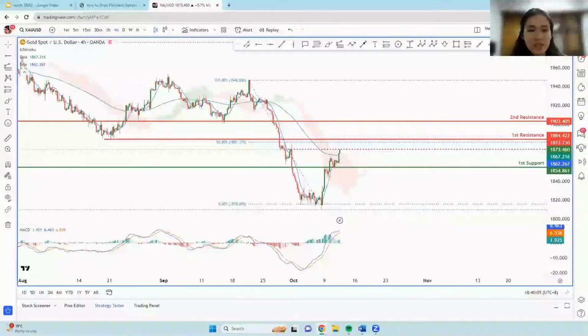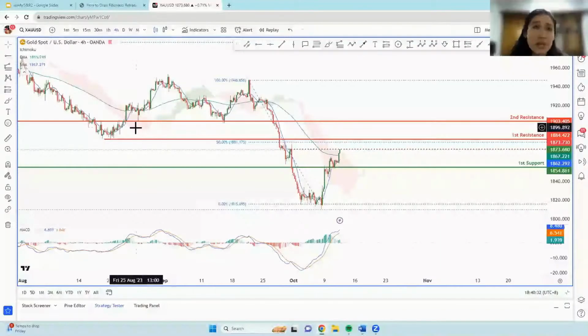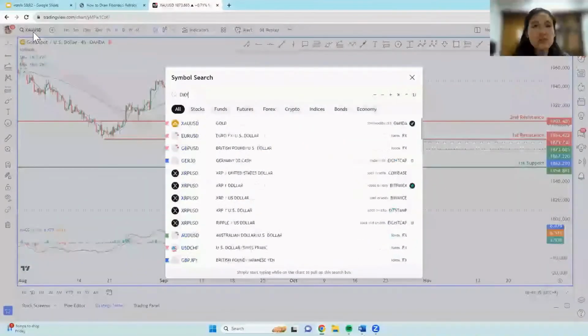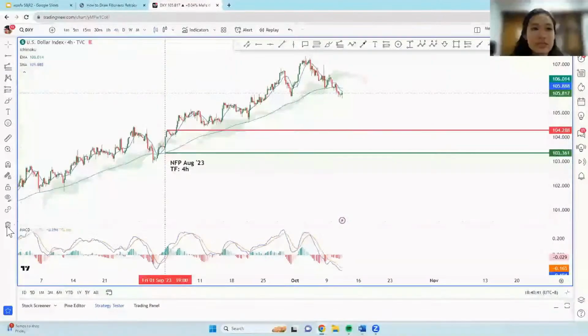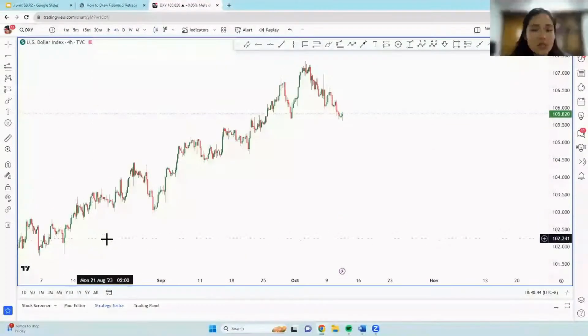Let me know if there are any other charts you'd like me to go through or any other questions. If not, maybe I'll go ahead and analyze DXY as well, just before the inflation reports are released this coming week, I think tomorrow.